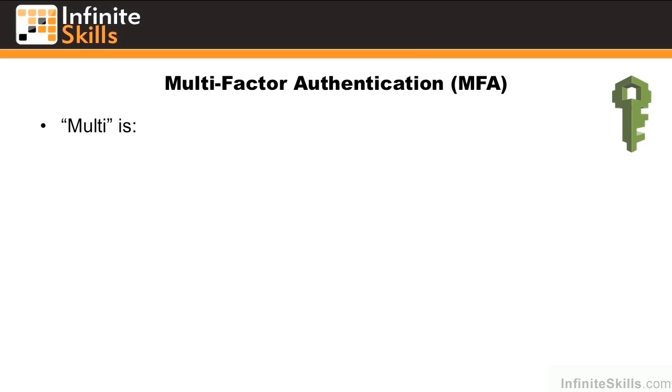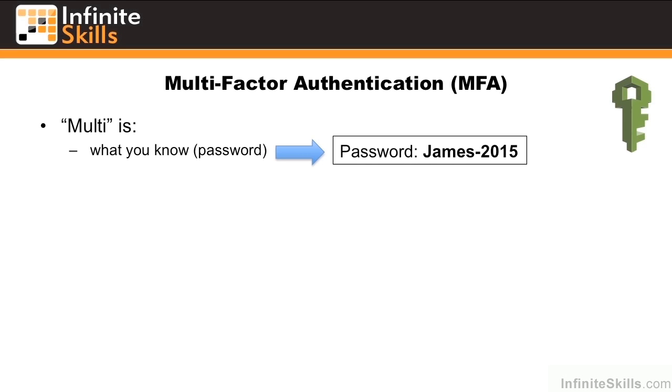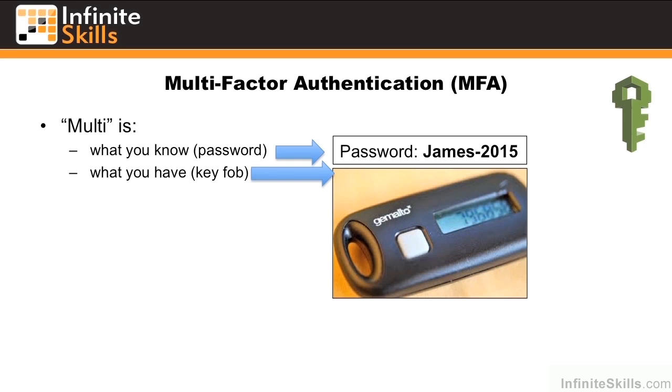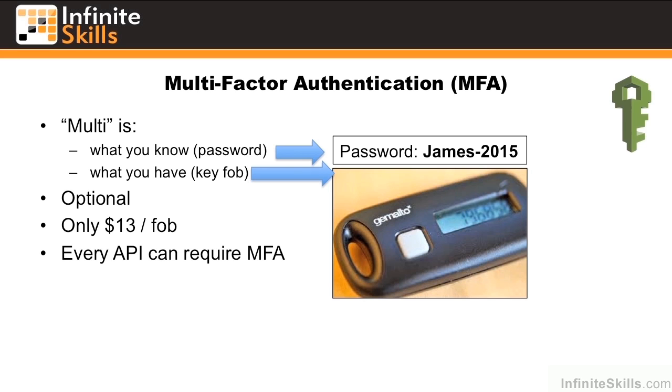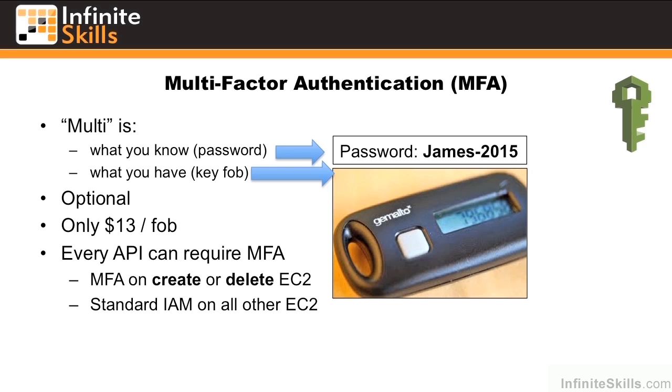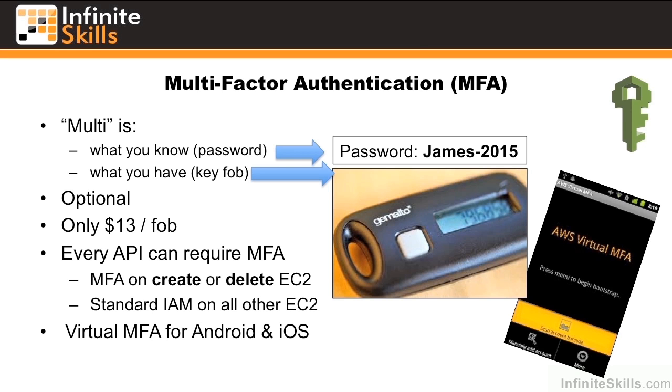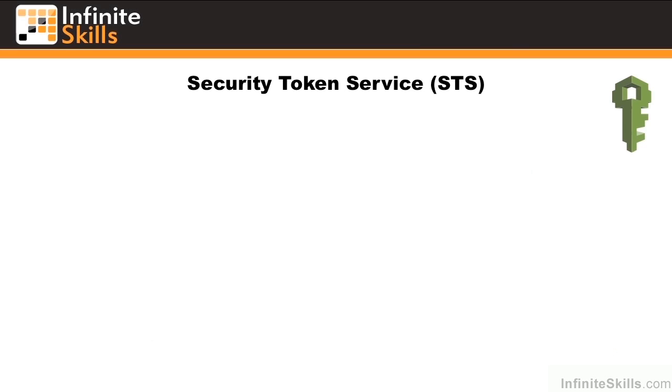The console login can also be controlled by expiring STS credentials or use MFA, or multi-factor authentication. The multi-part of multi-factor authentication is not only what you typically know, such as a password, but also what you have, in this case a key fob with a number that rotates periodically. When we lock a specific service's API call down to MFA, we're saying that the user has to punch in this special code in order to authenticate. Multi-factor authentication is optional. It's only $13 per fob to buy the key fobs, and every single API can require MFA. For example, we could require MFA on create or delete of EC2 instances, but allow standard credentials on all other. There's also a virtual MFA for Android and iOS, which is free.